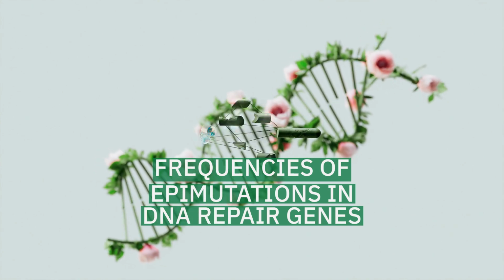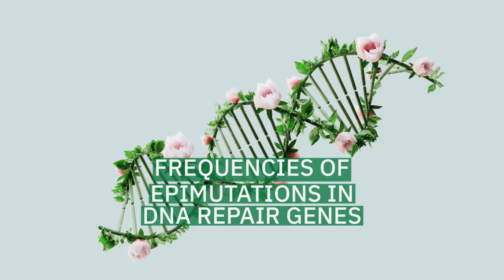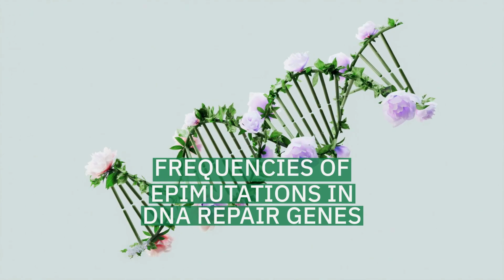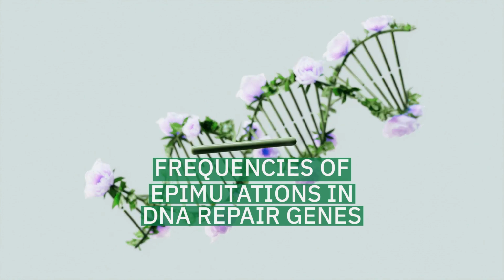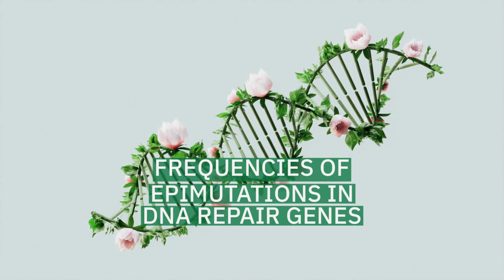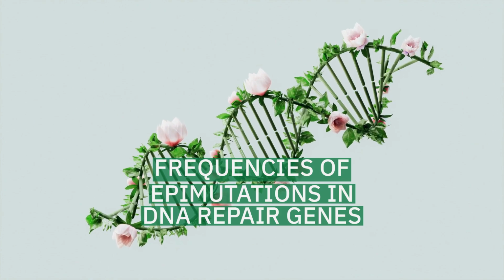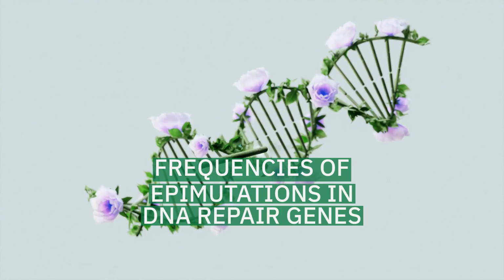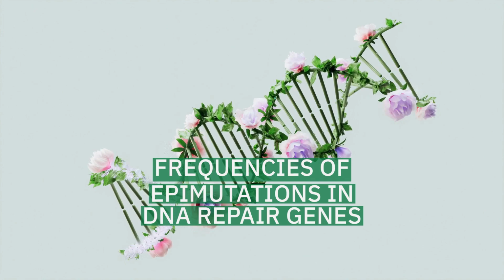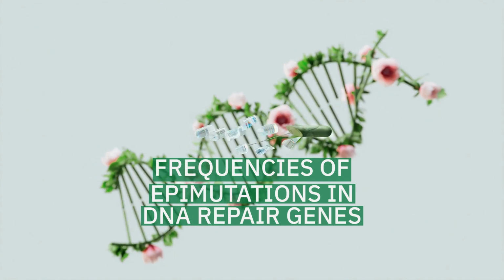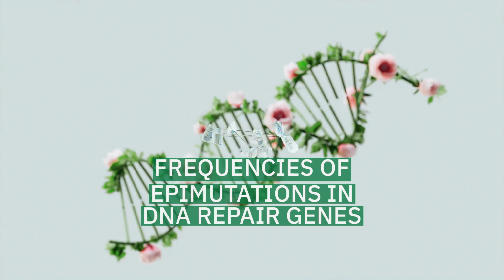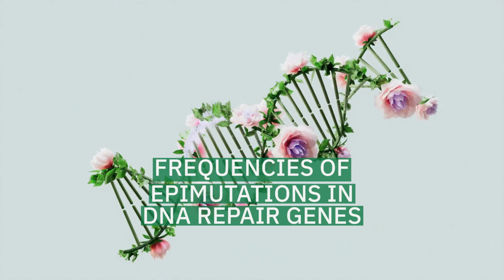For example, when 113 colorectal cancers were examined in sequence, only 4 had a missense mutation in the DNA repair gene MGMT, while the majority had reduced MGMT expression due to methylation of the MGMT promoter region, an epigenetic alteration. 5 different studies found that between 40% and 90% of colorectal cancers have reduced MGMT expression due to methylation of the MGMT promoter region.